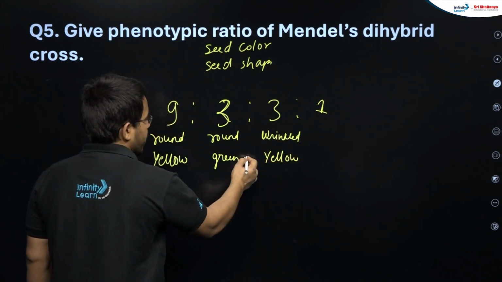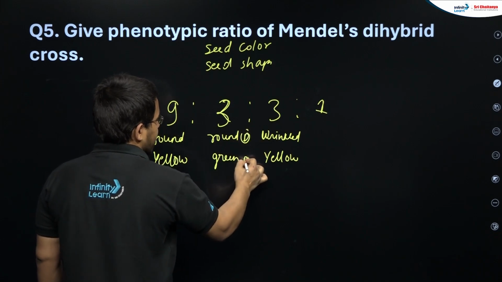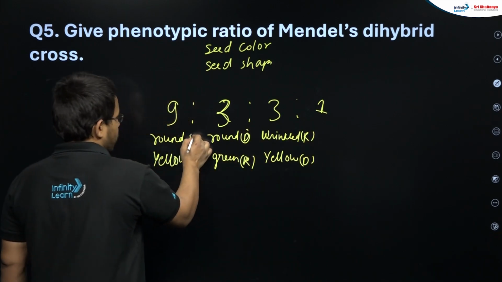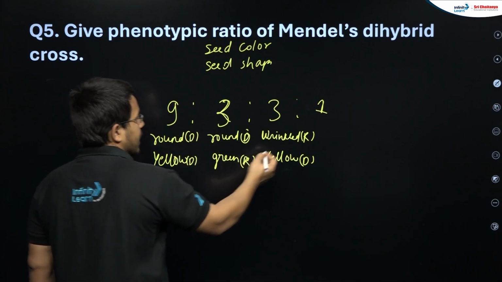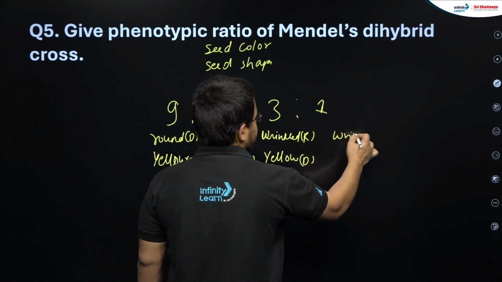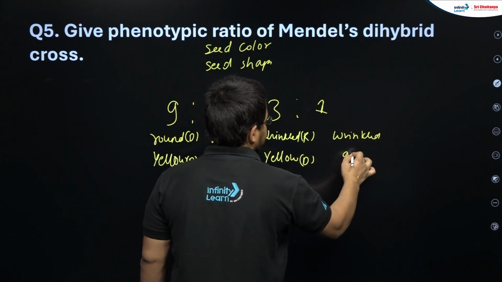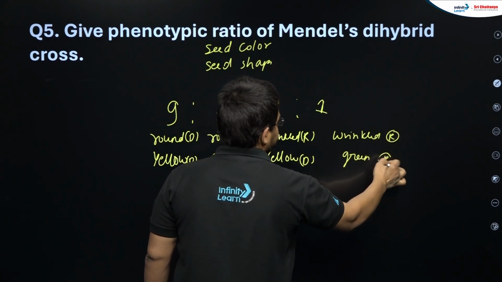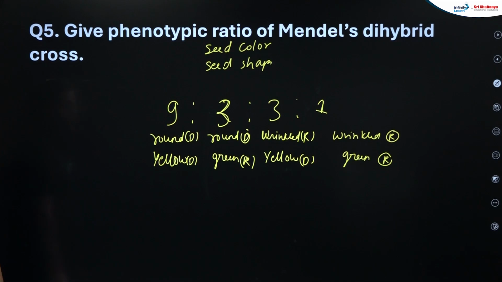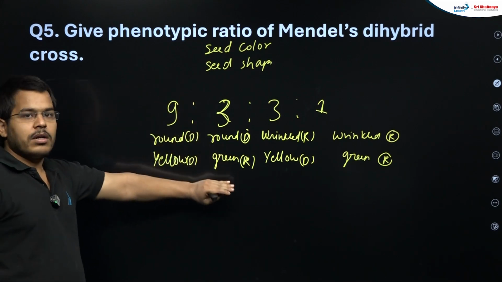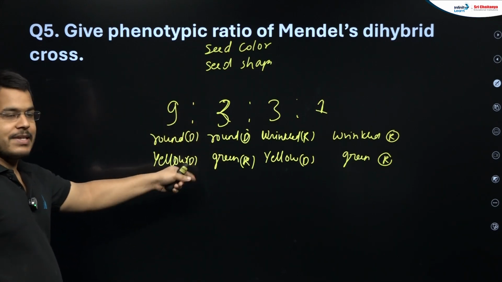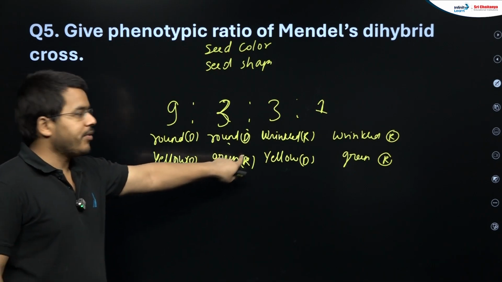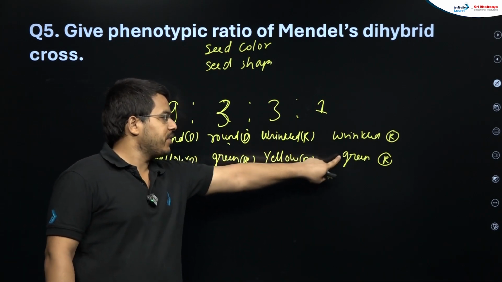It means this side dominant, this side dominant, this side recessive, this side dominant, this side recessive. Here both are dominant nature. And the last one is going to be, students, wrinkled and green. It means both are going to be your recessive nature, like this. So this will be, students, your law of independent assortment. Also you can see over here, round is coming with yellow also, round is coming with green also. Wrinkled is coming with yellow also, wrinkled is coming with green also.